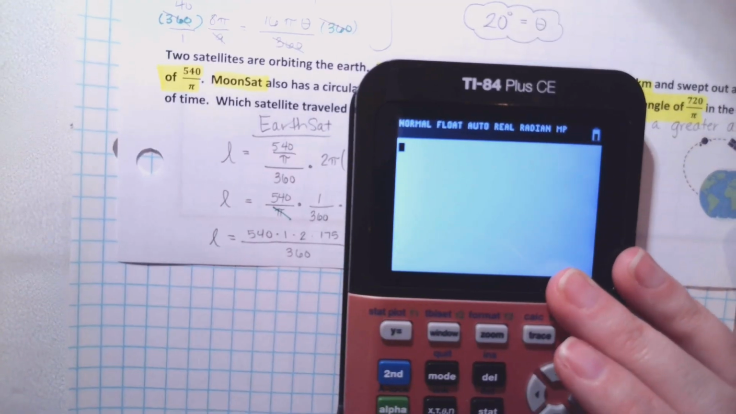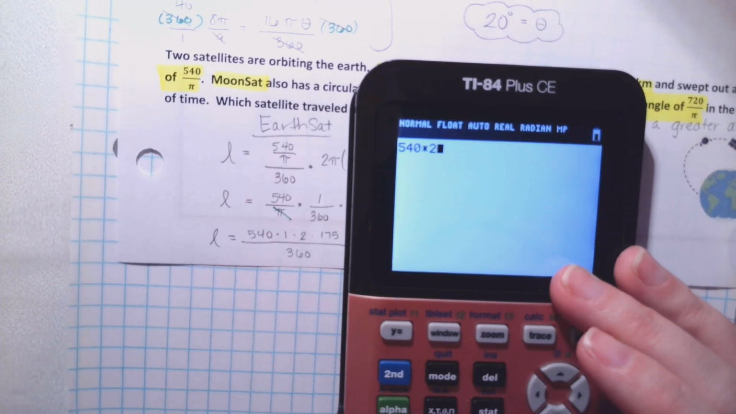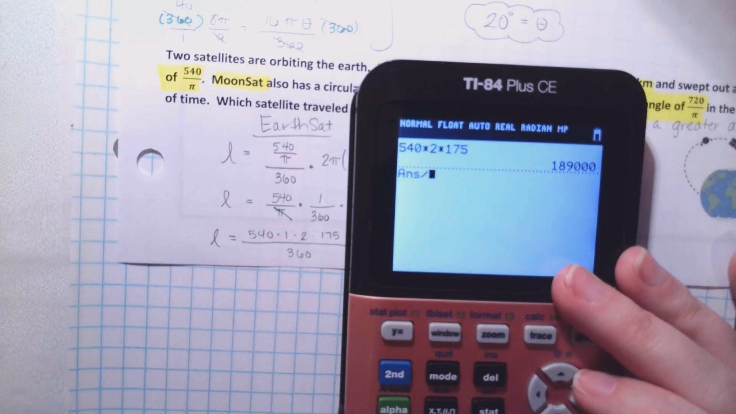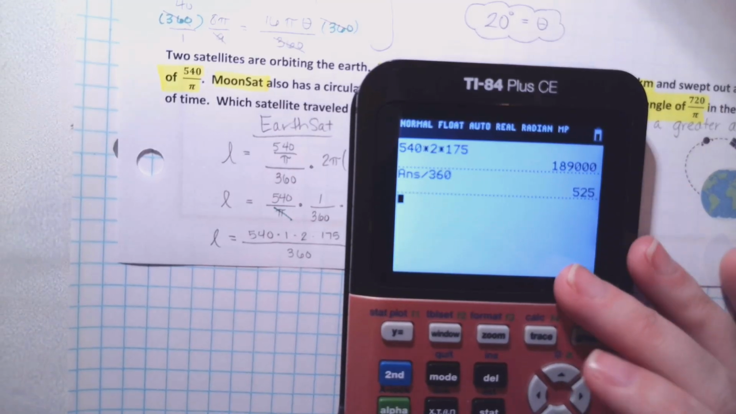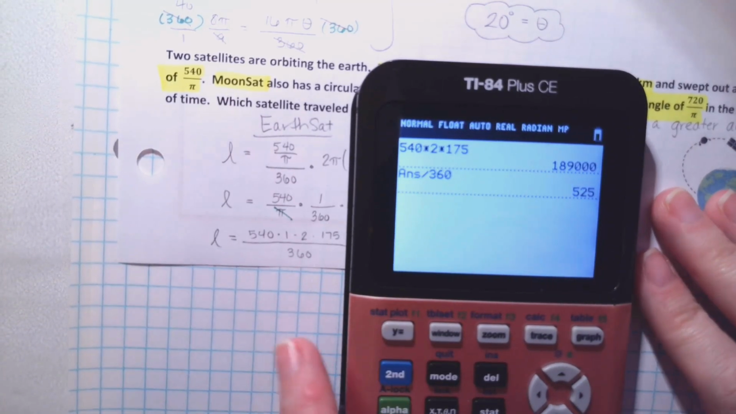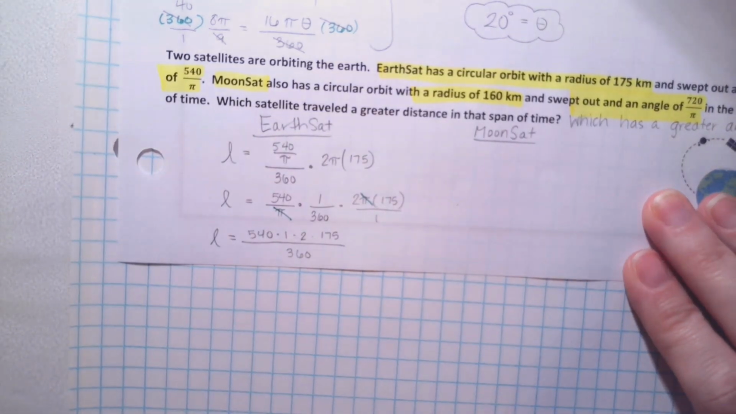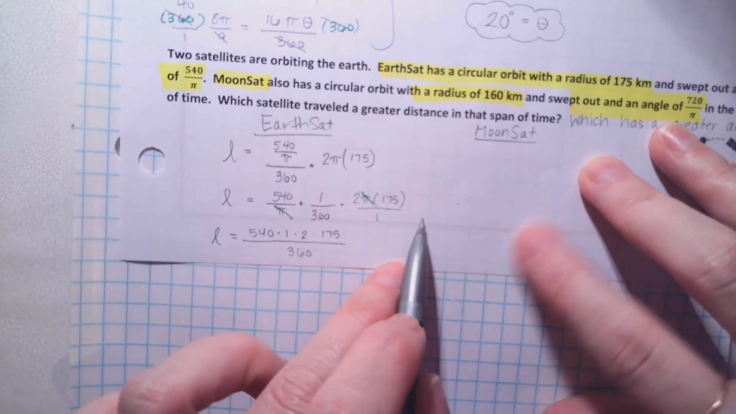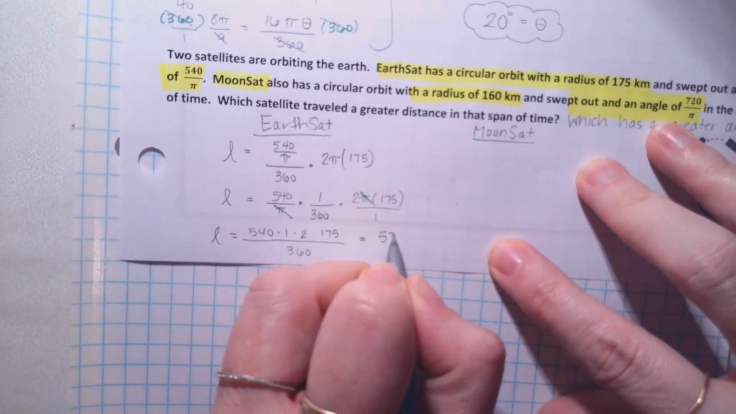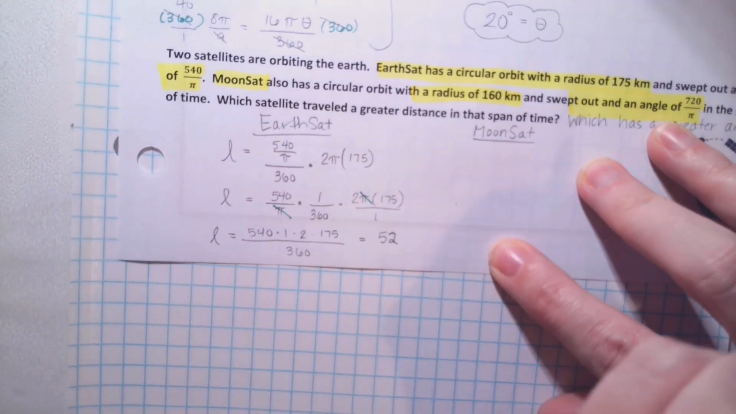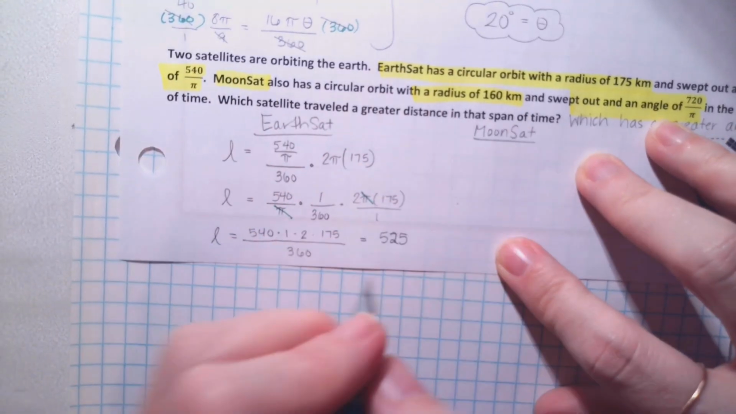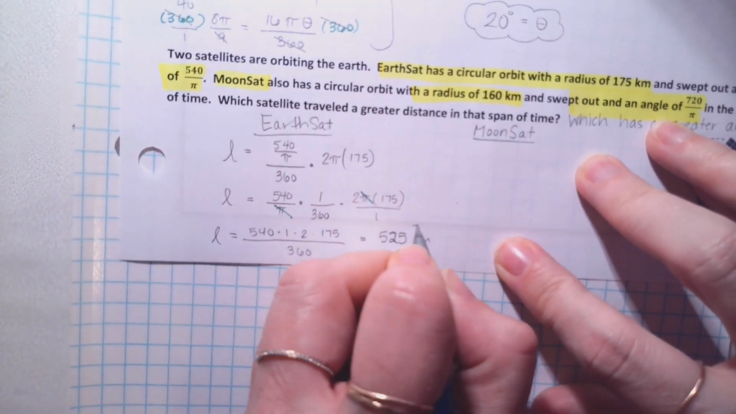We'll have 540 times 2 times 1 times 2, excuse me, times 175. And then all that's going to get divided by 360, which is 525. That actually multiplied out beautifully. So the distance that EarthSat traveled on that arc was 525, what are these measured in? Kilometers. So there's the first answer.